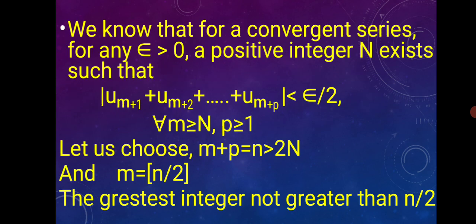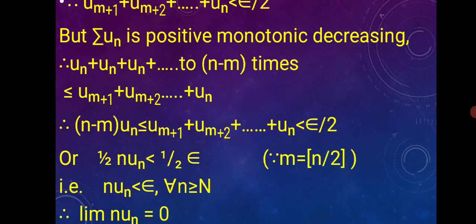Let's prove. We know that for a convergent series, for any epsilon greater than 0, a positive integer capital N exists such that the modulus of u(m+1) plus u(m+2) plus ... plus u(m+p) is less than epsilon by 2 for every m greater than or equal to capital N and p greater than or equal to 1. Let us choose m plus p equal to n, which is greater than 2N, and m equal to n by 2, the greatest integer not greater than n by 2. Therefore, u(m+1) plus u(m+2) plus ... plus un is less than epsilon by 2.